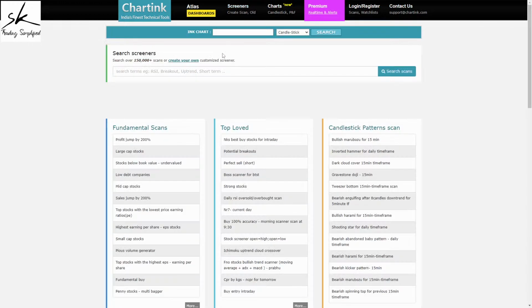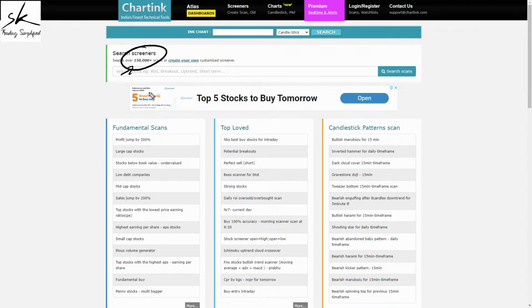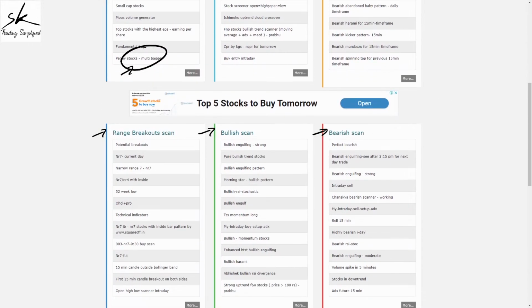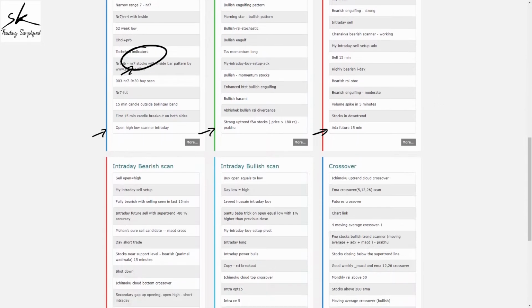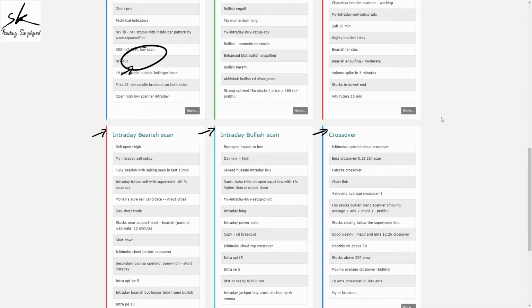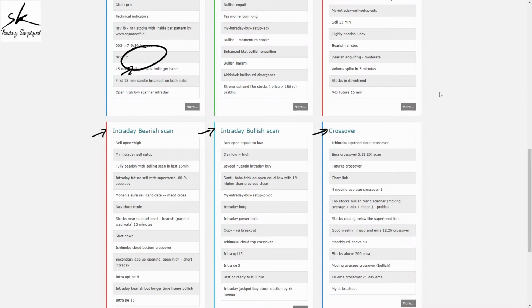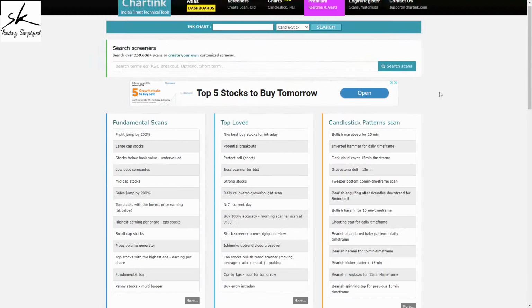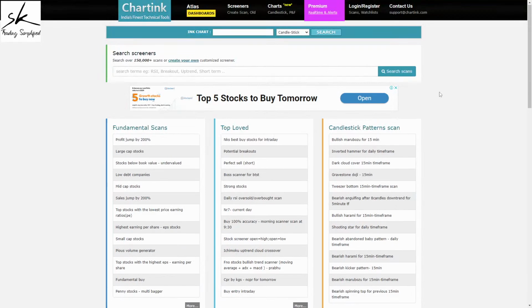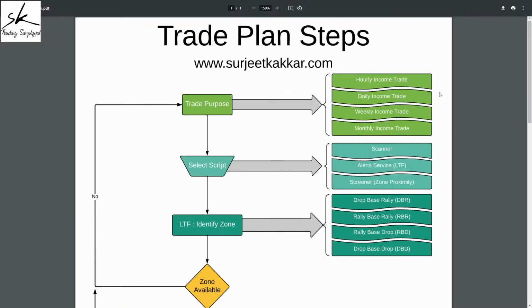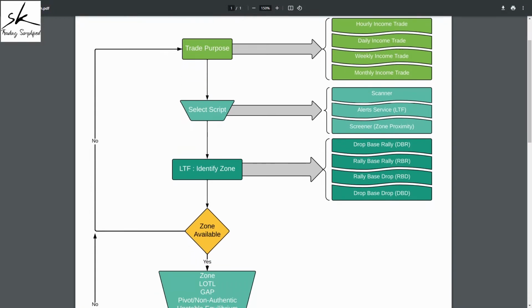Example, if I go to the screener section, you can see you have over 150,000 scanners available on this website. Some are based on fundamental analysis, top left, candlestick patterns. If I further go down, range breakouts, then you have your bullish scan, you have your bearish scans. Then you have your intraday bearish, intraday bullish, you have your crossovers. So you have your n number of scanner screeners available to you, using which you can get a smaller list for you. And this is just one website. Similarly, if you'll do a Google search, you'll find a number of websites and number of scanner screeners using which you can get a small list for you.